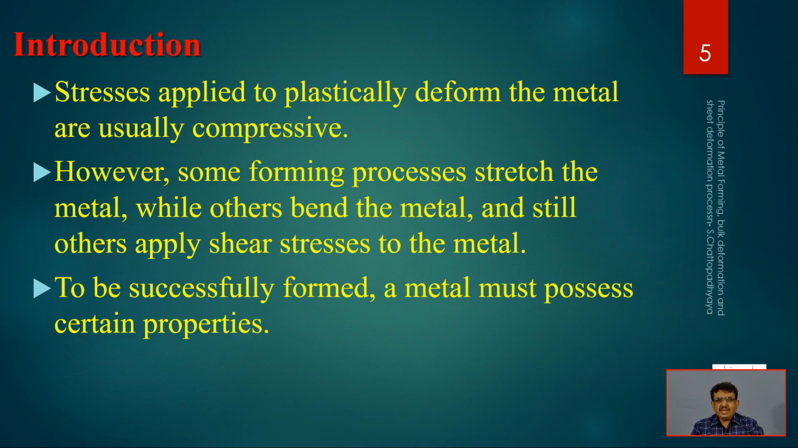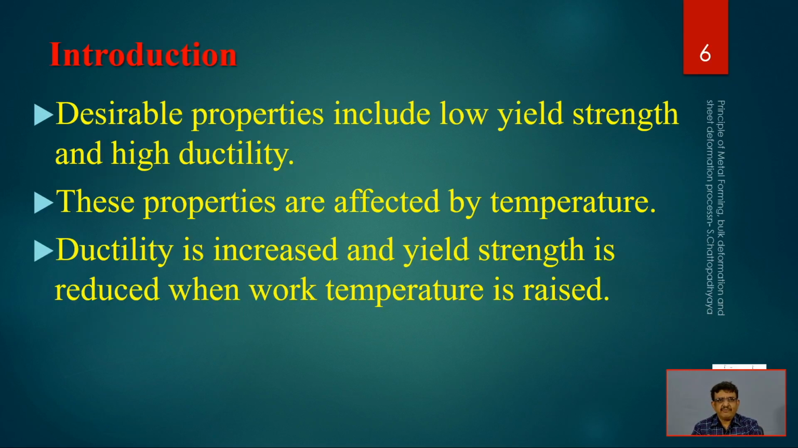So, as an introduction, the stresses applied to plastically deform the metal are usually compressive. Compression is the predominant force, but in some forming processes there are also bending and other kinds of actions. To be successfully formed, a metal must possess some properties. All metals cannot be deformed with equal ease. So there are some properties which make a metal suitable and favorable for forming.